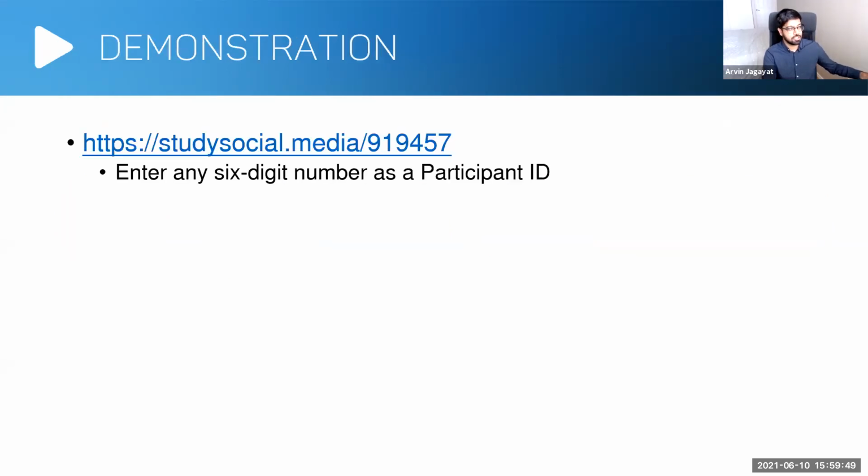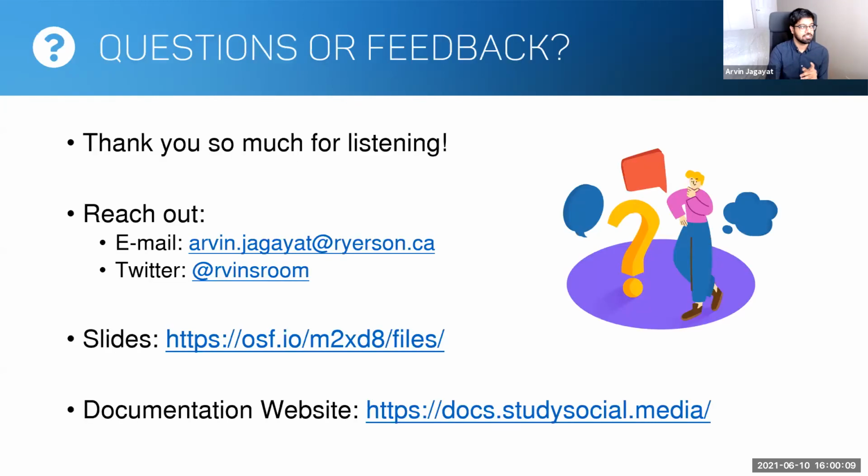I was going to do a demonstration, but you can go yourself to this URL and put in any 6-digit number as a participant ID, and it should work. I think when I put out the Twitter thread, I forgot to put this critical information that you need to put a 6-digit number as a participant ID for it to work. And you can do that.